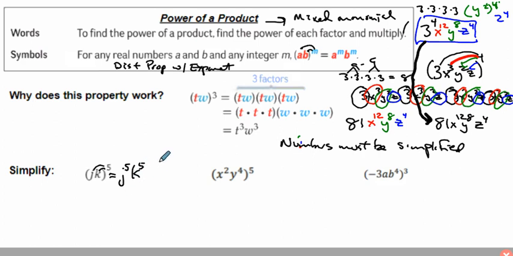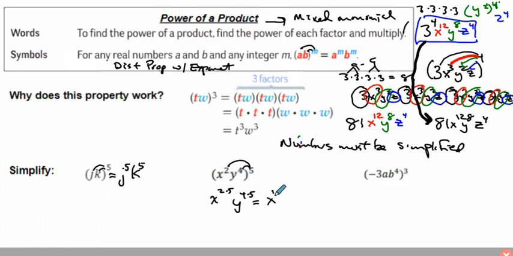Okay, those look good. Now, I'm going to take this 5 and I'm going to apply it to my x's and I'm going to apply it to my y's. And notice I'm pointing it at the exponents that they already have. So this is going to give me x to the 2 times 5 power. And then this is going to give me y to the 4 times 5 power. And so, yes, I can simplify those.